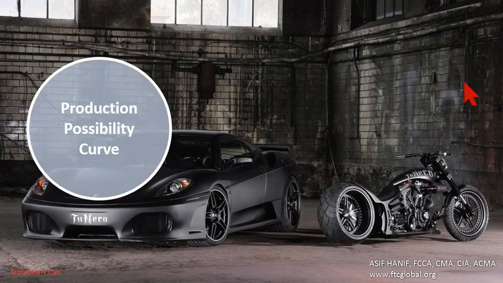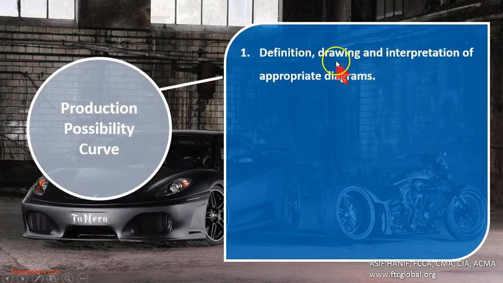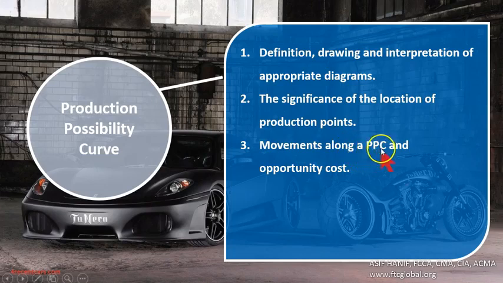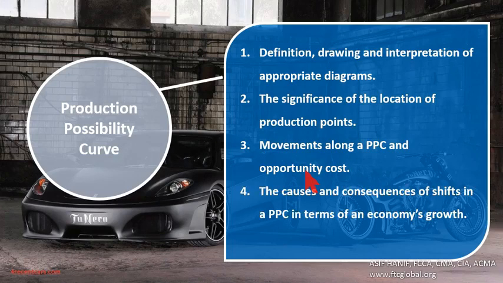Production possibility curve. First of all, what the examiner expects from us in the exam. We need to define, draw and interpret appropriate diagrams. Definition, drawings and interpretation of appropriate diagrams. The significance of the location of the production points. The movement along a PPC and opportunity cost. The opportunity cost will be revisited in this subunit. The causes and consequences of shifts in a PPC, that is production possibility curve, in terms of an economy's growth. So these are the areas covered in this subunit.